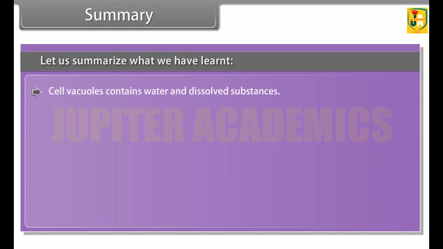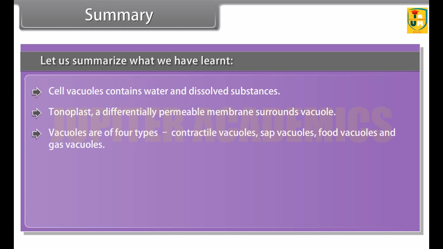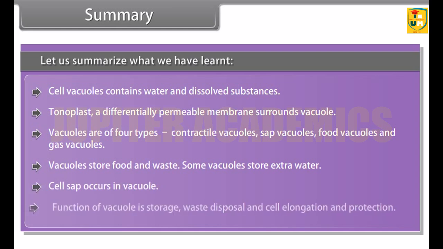Cell vacuoles contain water and dissolved substances. Tonoplast, a differentially permeable membrane surrounds vacuole. Vacuoles are of four types: contractile vacuoles, sap vacuoles, food vacuoles, and gas vacuoles. Vacuoles store food and waste. Some vacuoles store extra water. Cell sap occurs in vacuole. Function of vacuole is storage, waste disposal, and cell elongation and protection.